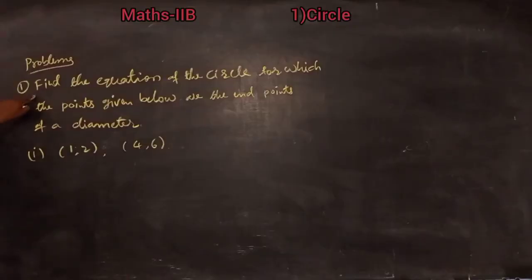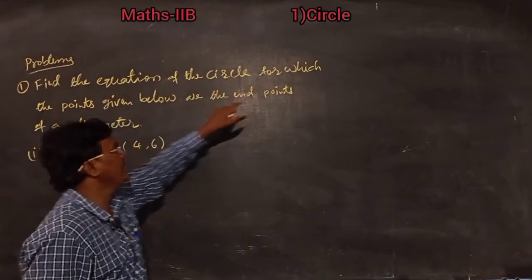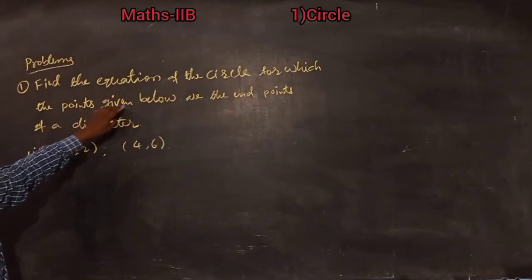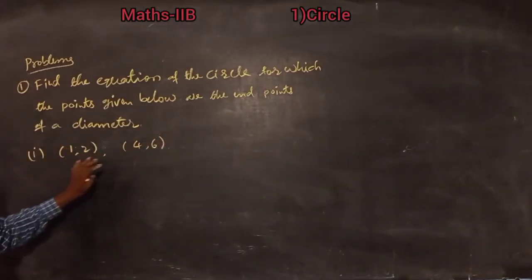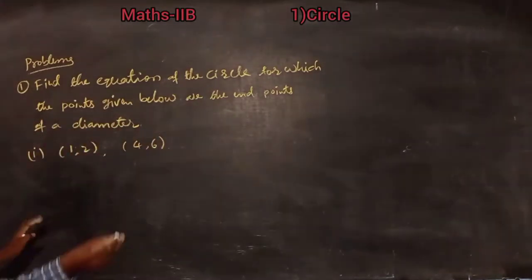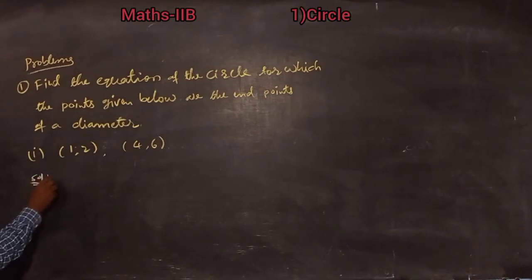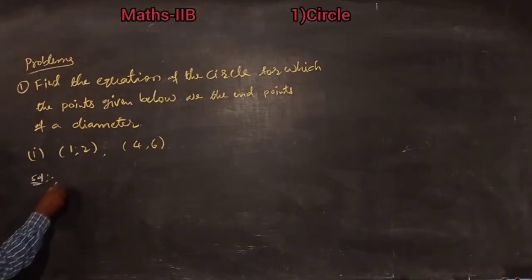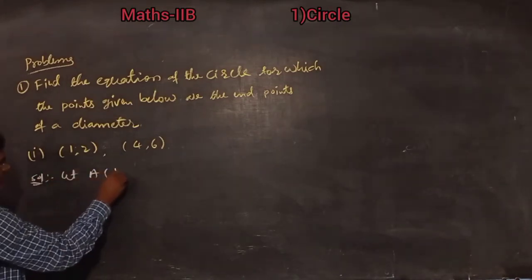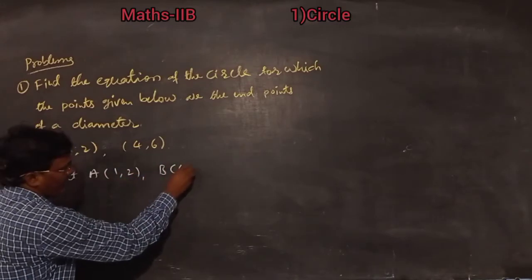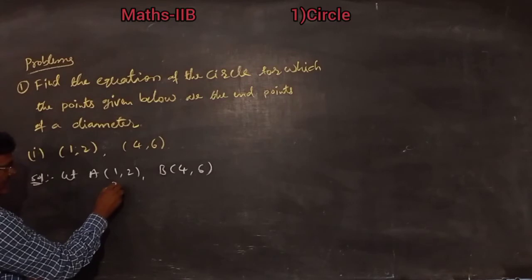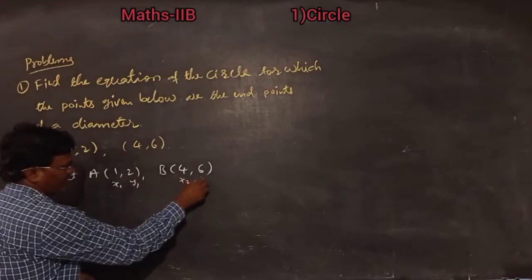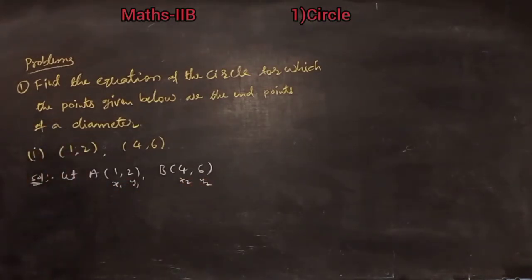Next problem: find the equation of the circle for which the points given below are the end points of the diameter. So these are the given points, the end points of the diameter. Solution: how to find the circle equation. Let A of 1 comma 2 and B of 4 comma 6 be the two end points of the diameter. I am taking it as x1 y1 and x2 y2. So what is the formula?